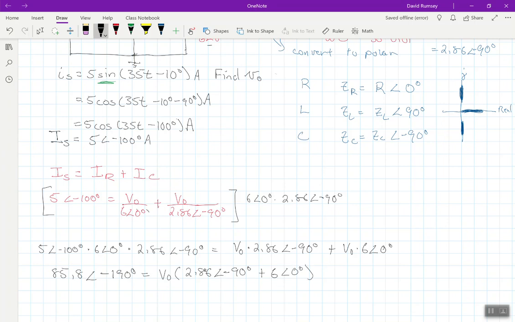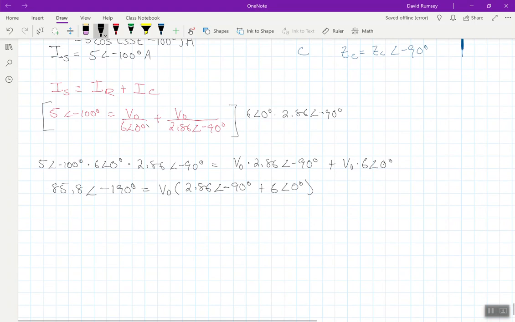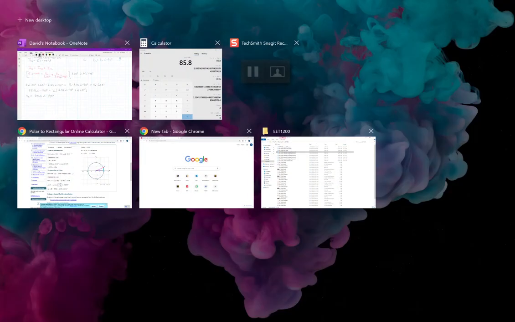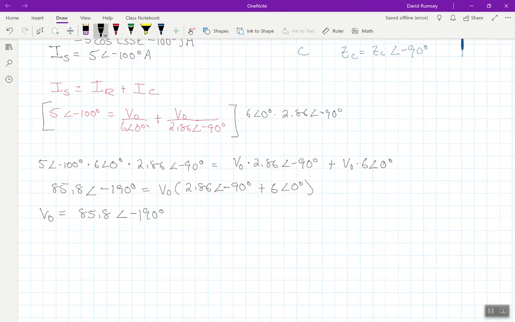Now remember, adding these in polar format's not necessarily the easiest thing to do, but you could use a calculator to do that. Or remember that one homework problem I had you be working on in the first module, where I was having you do all sorts of complex numbers. We could write this as V out is equal to 85.8 at an angle of negative 190 degrees divided by 2.86 at an angle of negative 90 degrees plus 6 at an angle of 0 degrees.